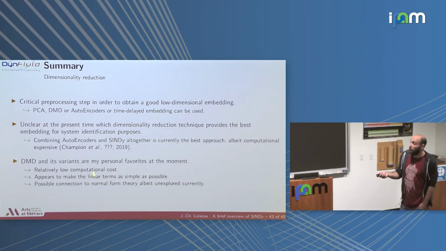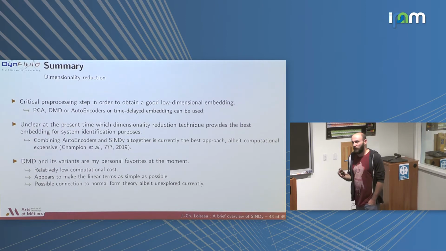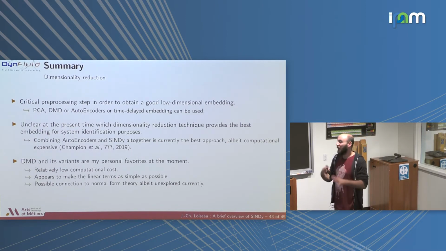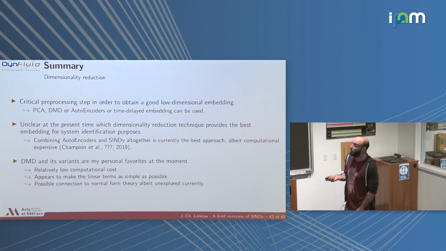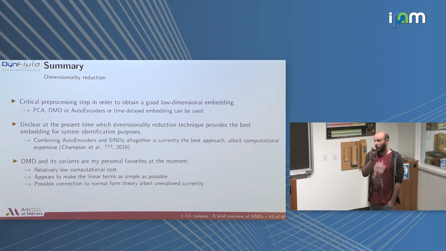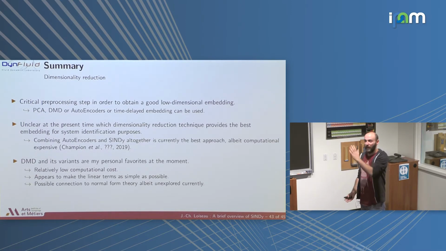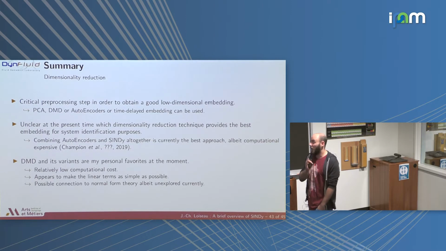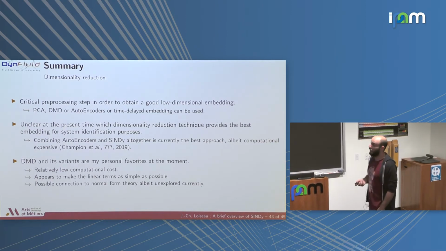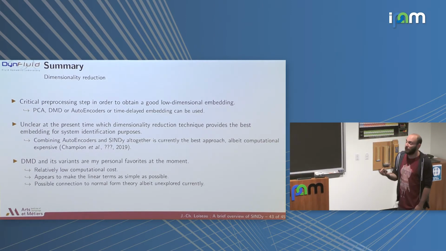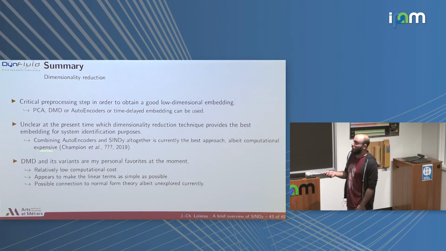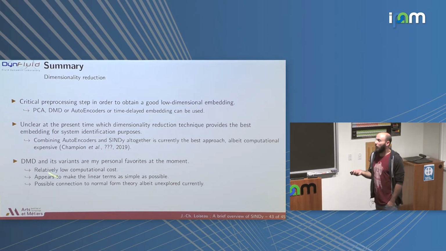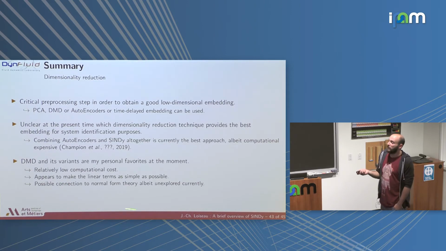For the moment, my personal favorite still is DMD because we have a good understanding of it. And because in big fluid dynamic simulations, we may not have a lot of data in terms of samples in time, right? We may have very high dimensional systems, but we may have just a few hundred or a few thousand samples in time, which may not be enough to properly fit autoencoders, for instance. So I use DMD most of the time because from my experience, it makes the linear term in the system as simple as possible because this is what DMD is designed for.